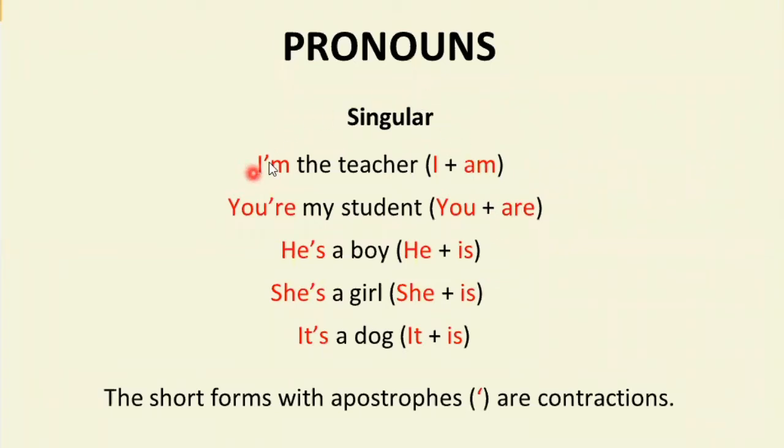The pronouns. The singular ones are I'm, you're, he's, she's, it's. These are contractions of I am, you are, he is, she is, it is. The short forms with apostrophes are contractions.